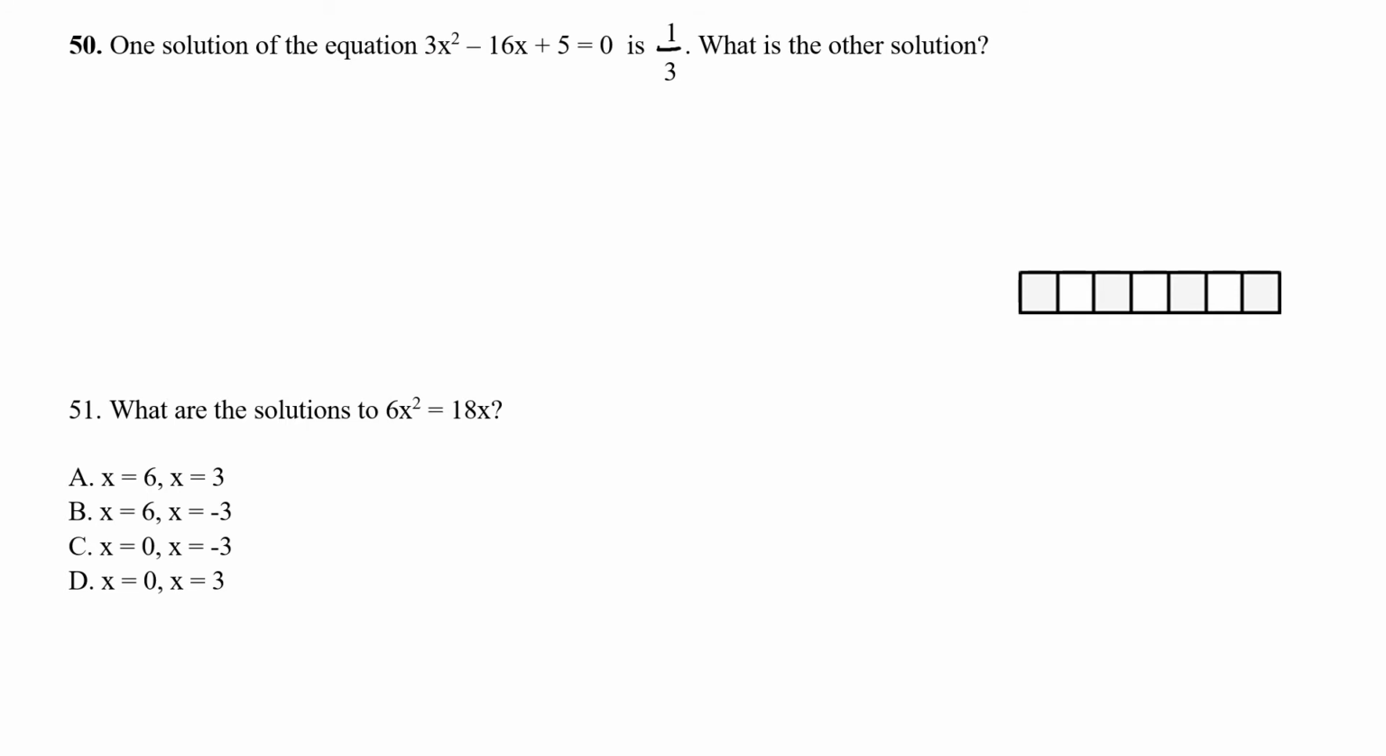All right, so for number 50, it says one solution of the equation 3x squared minus 16x plus 5 equals 0 is 1/3. What is the other solution? So again, this is a quadratic function. I could use the quadratic formula. Some students just use that to solve any quadratic equation because that's one way that you know you're going to get the correct answer. So you could use that. I'm actually going to factor this using the slip and slide method. I think it's a little shorter. But if I could not factor it, I would use the quadratic formula. But I'm going to factor it.